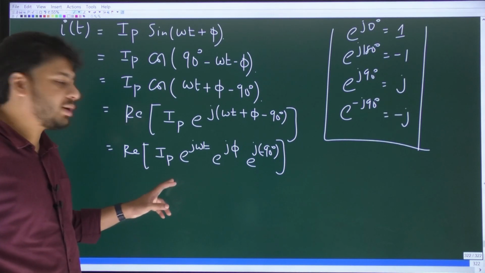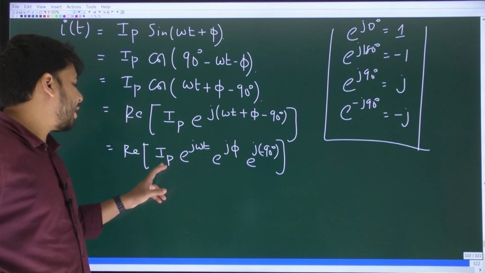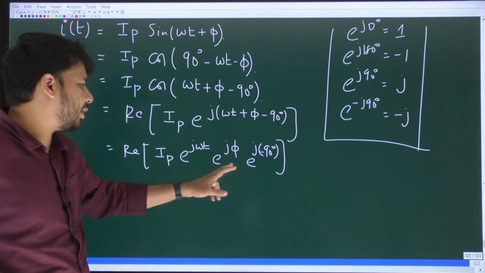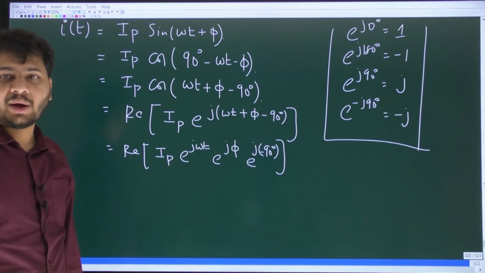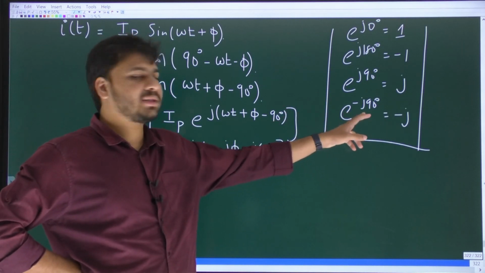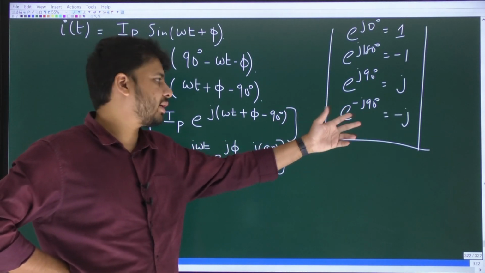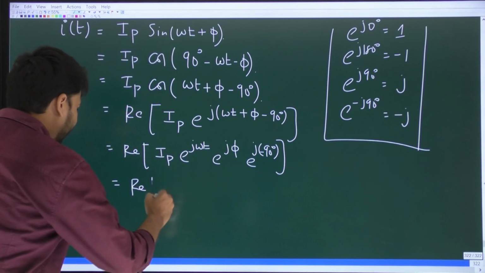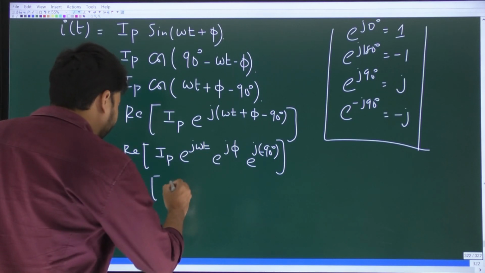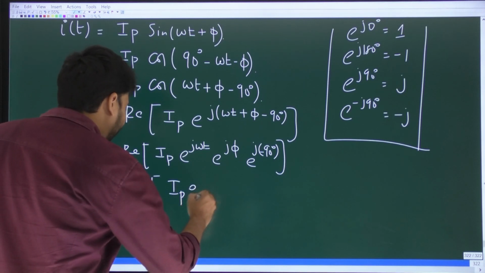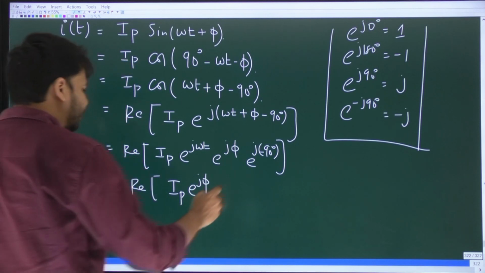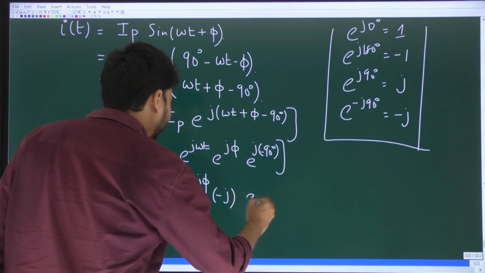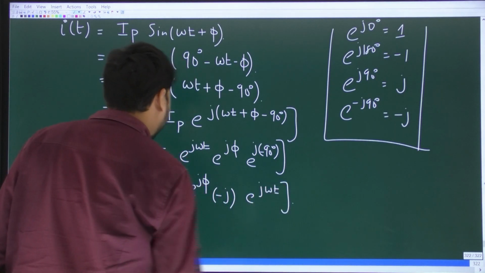What is inside the argument of the real part? Ip e power j omega t times e power j phi times e power j minus 90 degrees. So e power j minus 90 degrees is the same as e power minus j 90 degrees, which is the same as minus j. So this can again be written as the real part of Ip, then e power j phi, then e power j minus 90 degrees, which is minus j, and then e power j omega t.